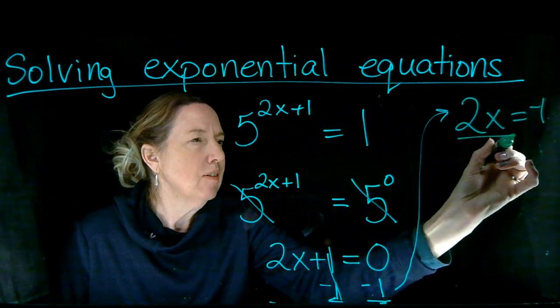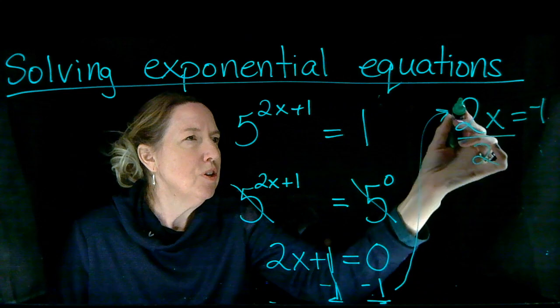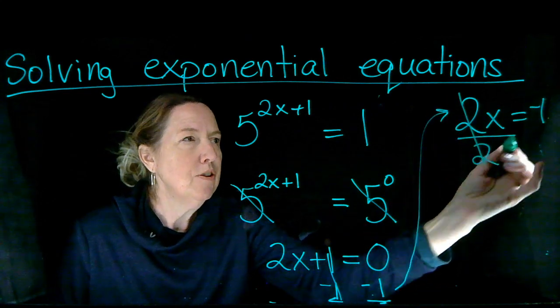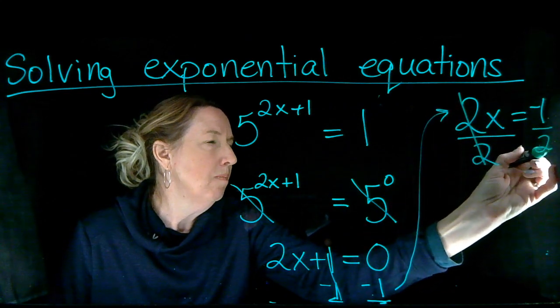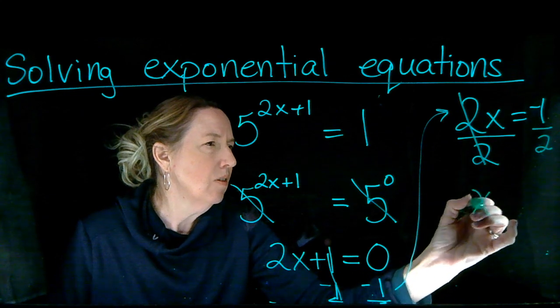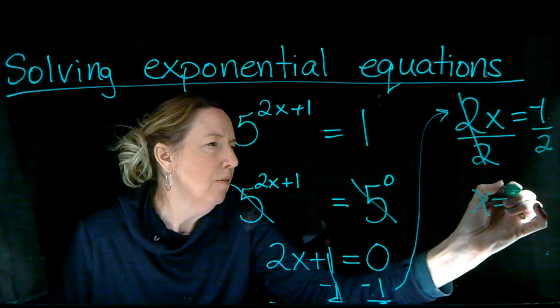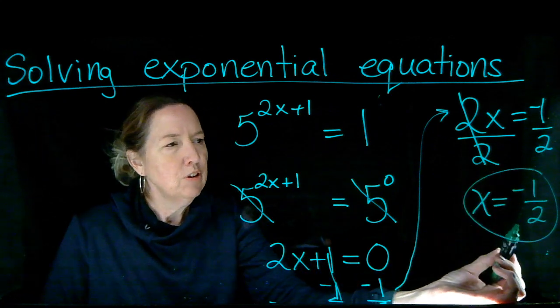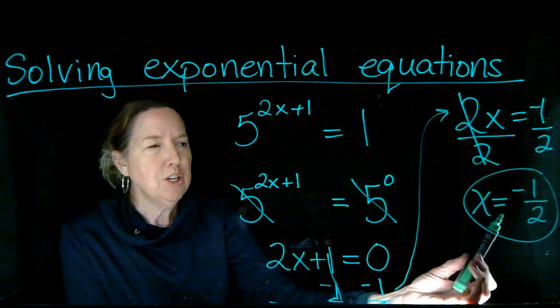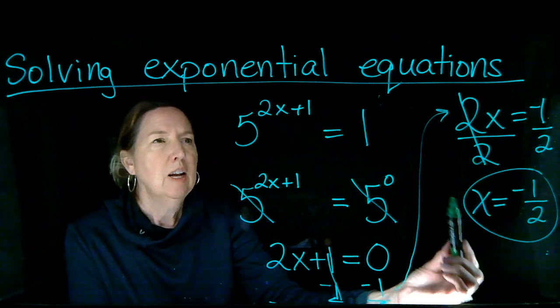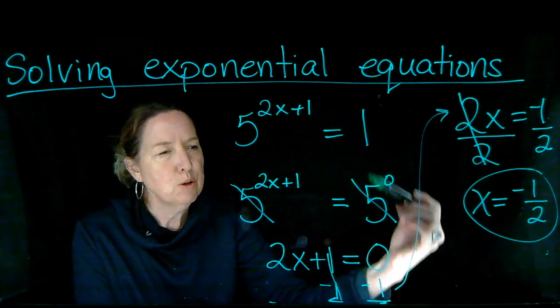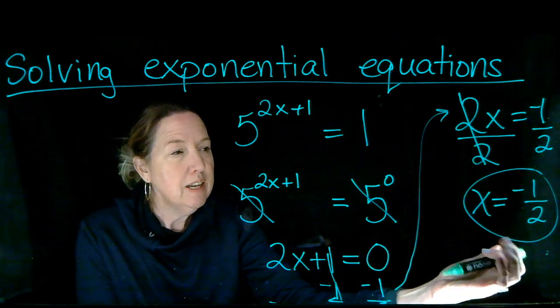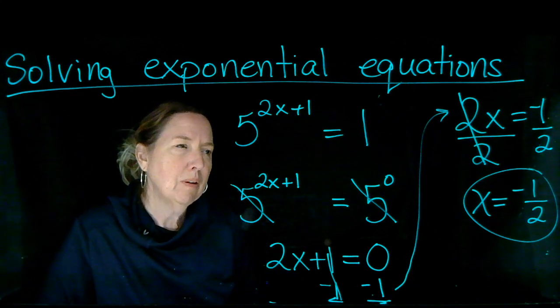And trying to get x all by itself, I'm going to divide by 2. What I do to one side, I must do to the other. So I have my answer, x equals -1/2. Which, as you can imagine, would be very challenging to come up with in your head. And so that's why we can use these algebraic steps to lead us to a rather complicated answer.